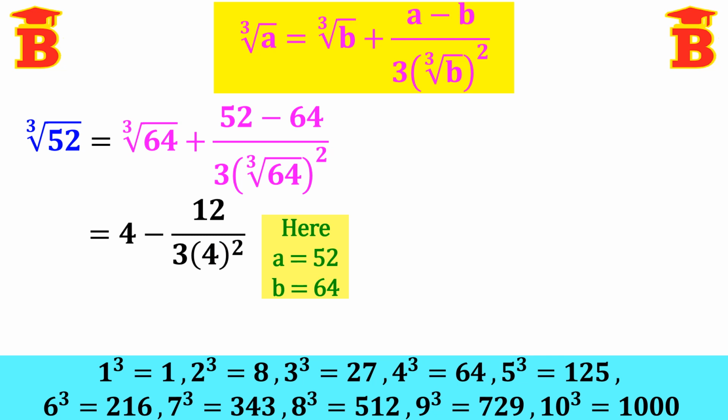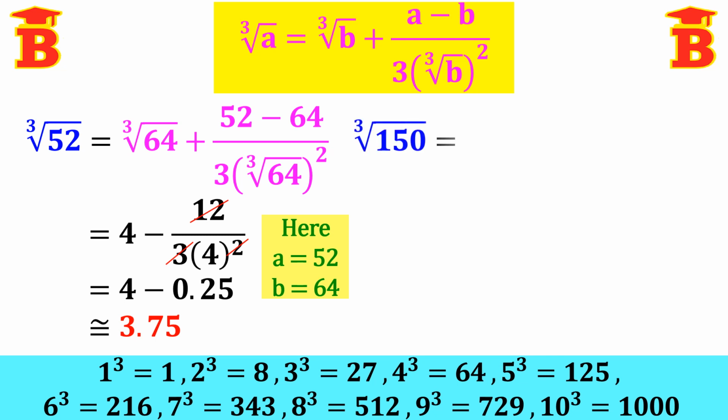Now we can cancel the number. 3 and 12 cancel 4 times, and we can cancel 1 4 also. So finally we get 1 by 4 here. 1 by 4 is 0.25. So this is equal to 4 minus 0.25, which is approximately equal to 3.75. That is the answer.